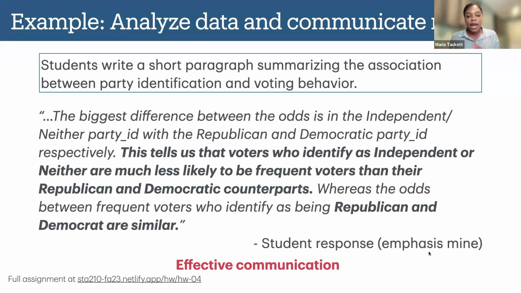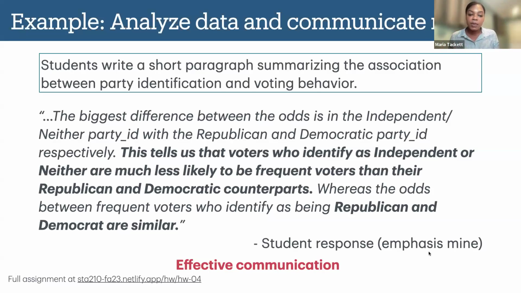And so I've highlighted the points. Perhaps the student wrote a little more than I would have written, but they identify, based on the coefficients in the model, that people who identify as independent or neither are less likely to be frequent voters than people who have a party identification. But the model also showed that Republicans and Democrats actually had fairly similar voting behavior. And they saw this from the resulting model output that they selected.